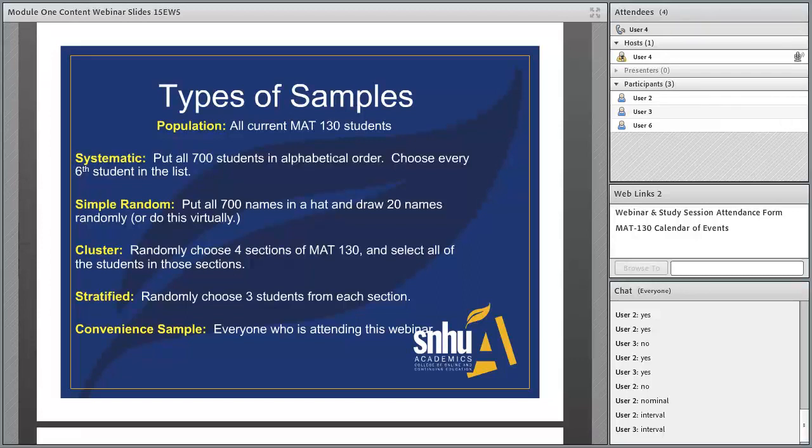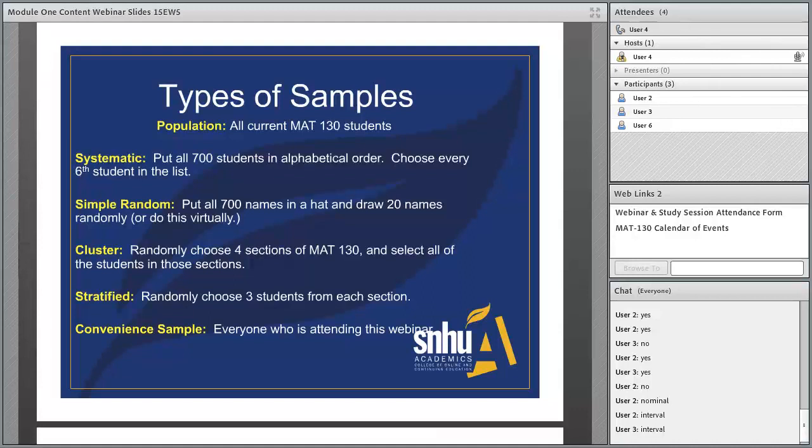So this way we don't have all of the Math 130 students. We just have the students from 4 sections. But because those 4 sections were randomly chosen, there's basically still a degree of randomness to our sample. And in some ways this is easier because we can have those 4 instructors just work with all of their students.